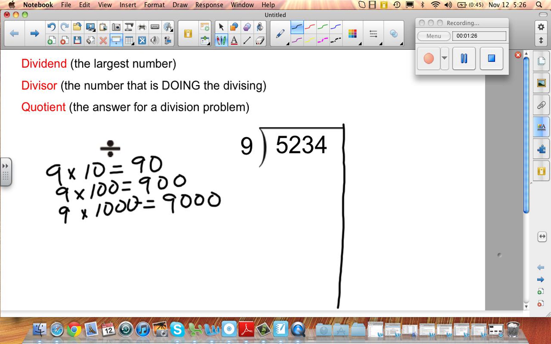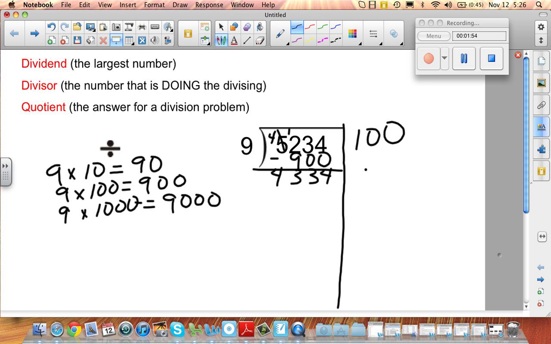But I could come over here and say, I think 9 will go into 5,234 100 times, because I know that 9 times 100 is 900. So I'll write my 900 right here, and I'll subtract. 4 minus 0, 3 minus 0, 2 minus 9. That's a little tougher. 12 minus 9, and 4. So I have 4,334 left.